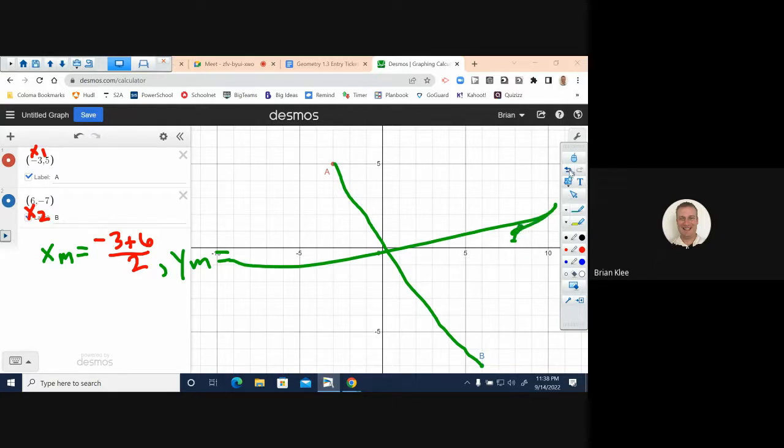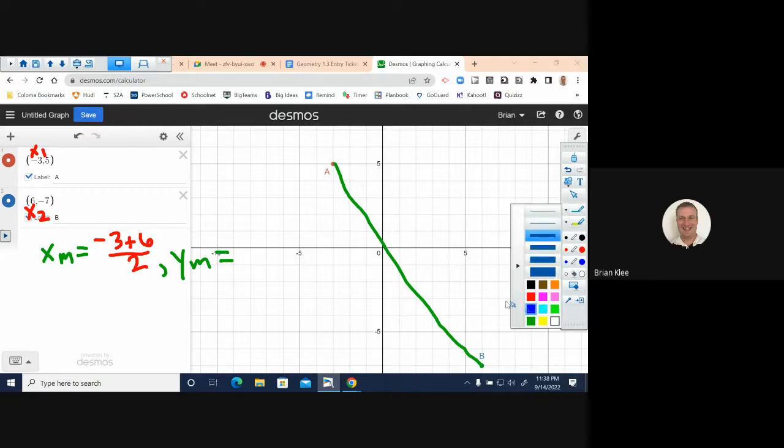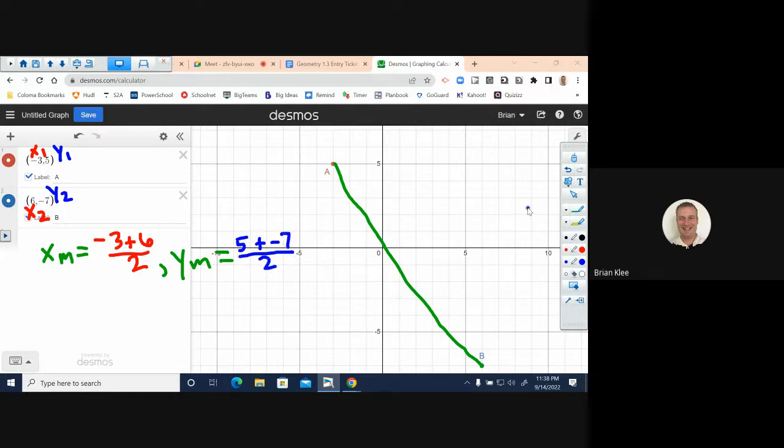sorry about that. Take the y's, also add them. So 5 and negative 7. Again, divide by 2. So in the end, we get an x value, negative 3 plus 6, 6 minus 3, or 3 bad guys, 6 good guys, all together, 3/2. And the y at the middle, 5 plus negative 7, negative 2.